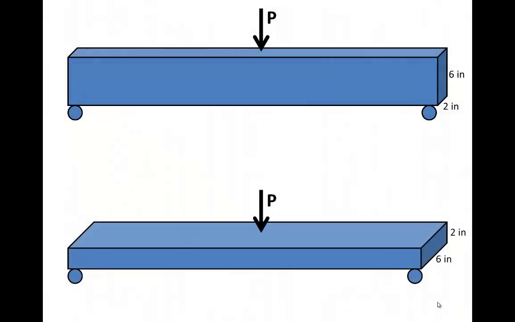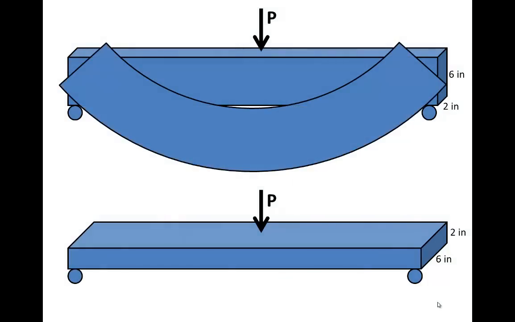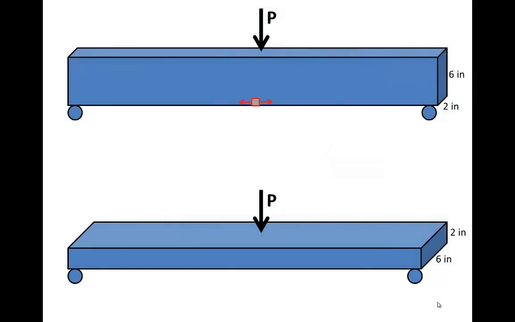This beam is the same size and has the same load at the center of the span. The only difference is that it is oriented horizontally instead of vertically. It is 6 inches wide and 2 inches tall. Your intuition should tell you that this beam would be much stronger. Beams loaded in the center will bend like this, causing a maximum tensile stress in the middle of the beam at the bottom in this direction.